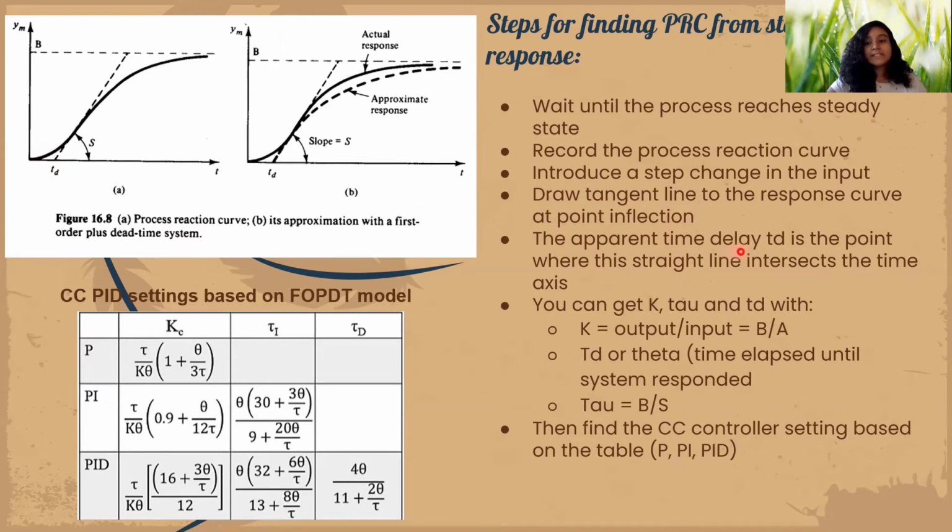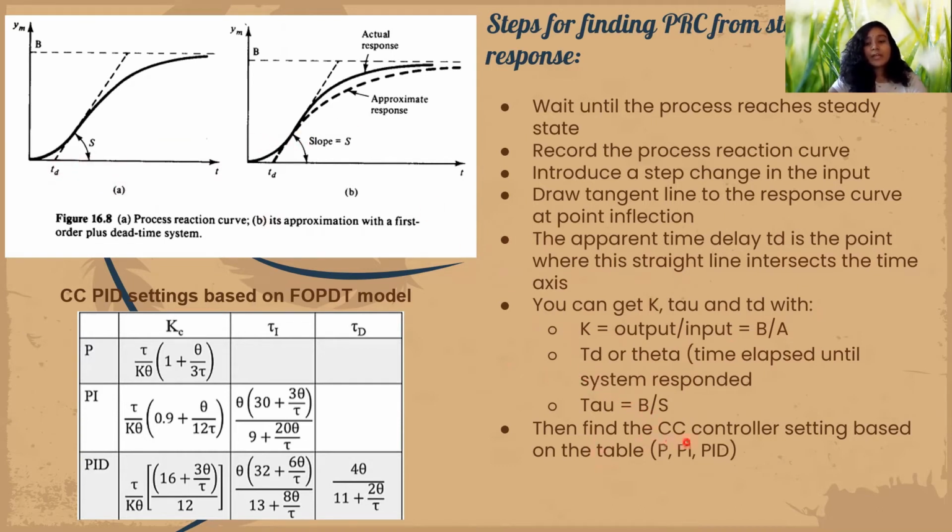Now, the apparent time delay, which is the TD, is the point where this straight line intersects the time axis, which is here. And you can get that K, tau, and TD with K equals to output over input, as I said previously, which is the B over A, and the TD or theta, where the time elapsed until the system responded, and the tau B over S.